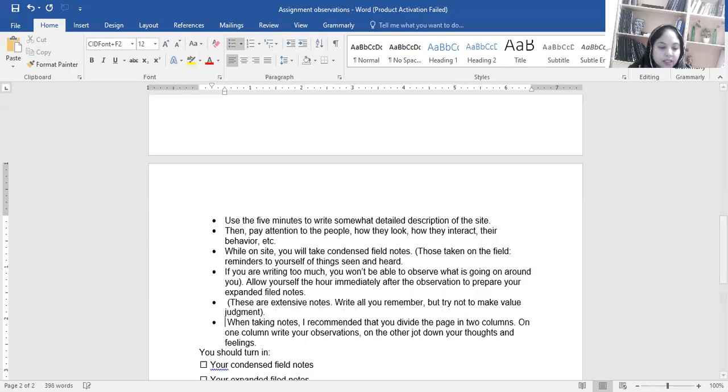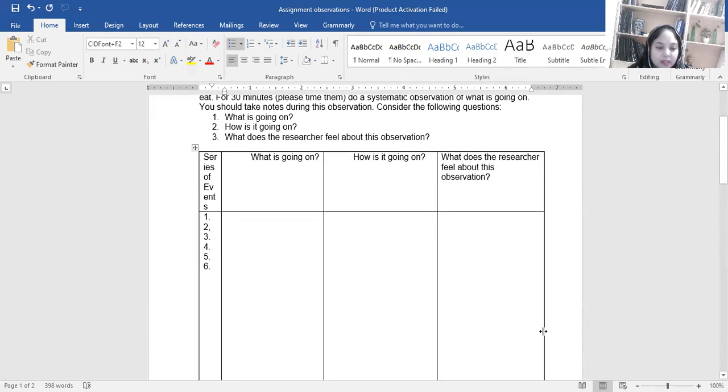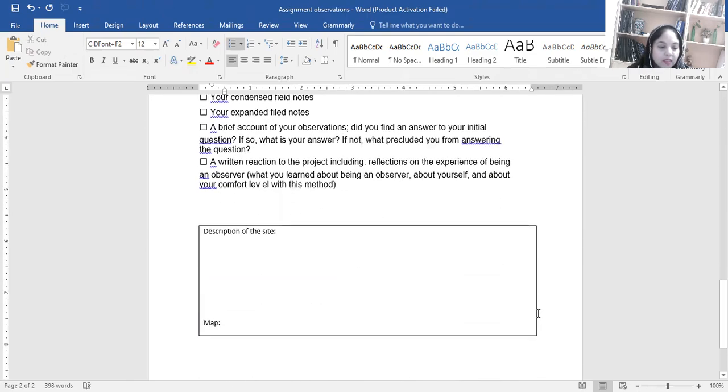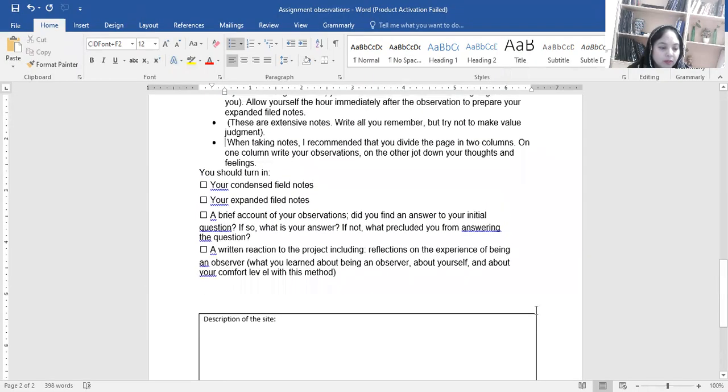आपने यहाँ पे कोई subjective चीज नहीं लिखी। When taking notes, I recommended you that you divide the page in 2 columns. On one column write your observations, और दूसरे कॉलम में अपने थॉट्स लिखे, जैसे हमने यहाँ किया है। ठीक है जी। और then when you should turn in your condensed field notes, मैं देखना चाहूंगी your expanded field notes, जो कि आपने बाद में आके लिए। A brief account of your observation.